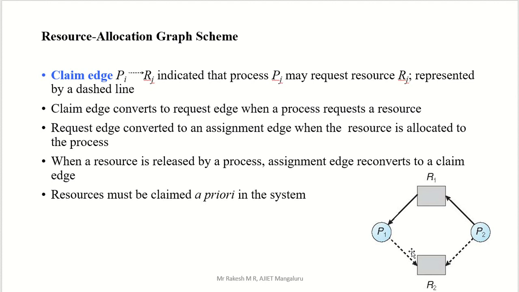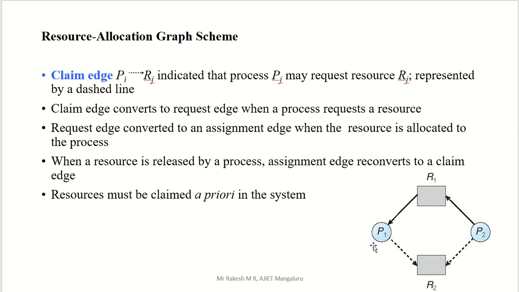This is a claim edge. What is the claim edge? P1 may claim R2. That is in future. It may, which means it may ask for R2 in future. Like this here also, P2 may ask R2 for execution in future. This dash means that it may happen in future. But a direct line is the current situation. It is already requested, or already assigned. But here, may means there is a chance next.